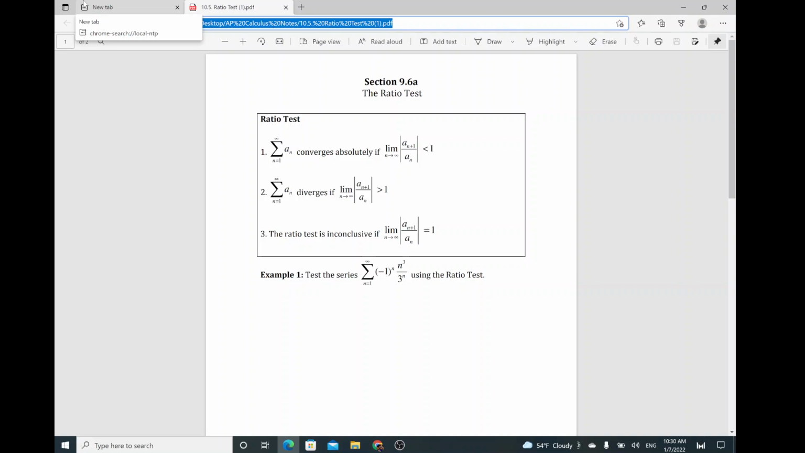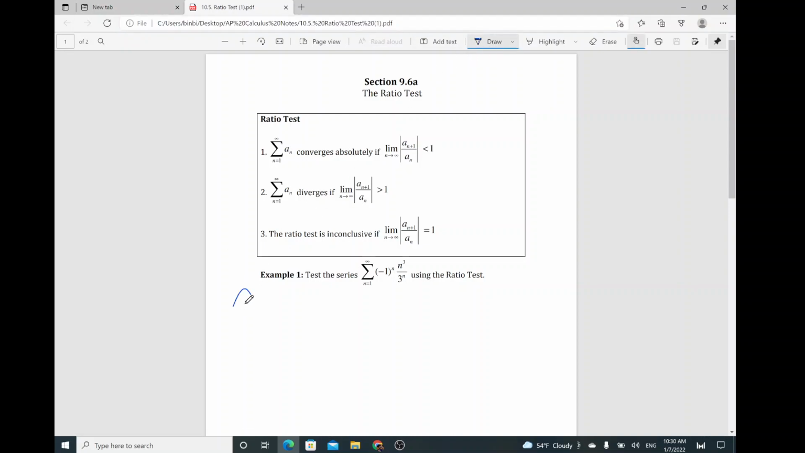Test the series negative 1 to the power of n times n to the power of 3 over 3 to the power of n using the ratio test. One thing we need to identify here is a sub n, which is n to the power of 3 over 3 to the power of n. By the way, it's an alternating series, but we just want to take out a sub n. We also want to set up a sub n plus 1, the next term, which is n plus 1 quantity to the power of 3 all over 3 to the power of n plus 1.